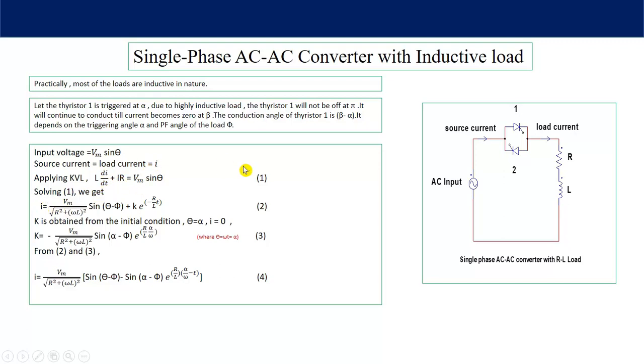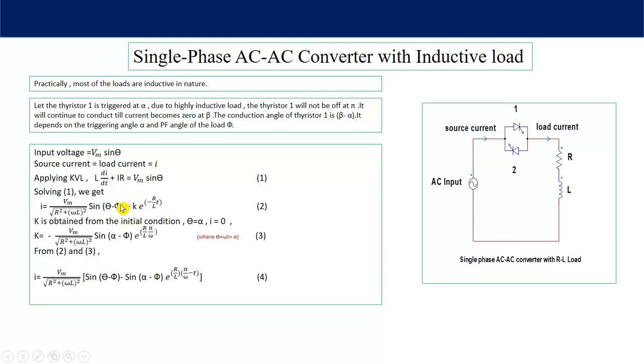Then solving this equation number 1, we get the current i equal to Vm by the impedance of the circuit, which is square root of R square plus omega L whole square, where omega is the frequency, 2 pi f, times sin of theta minus phi. Phi is the power factor angle of this RL load; in case of resistive load it was 0, unity power factor. Plus K into e to the power minus R by L into t.